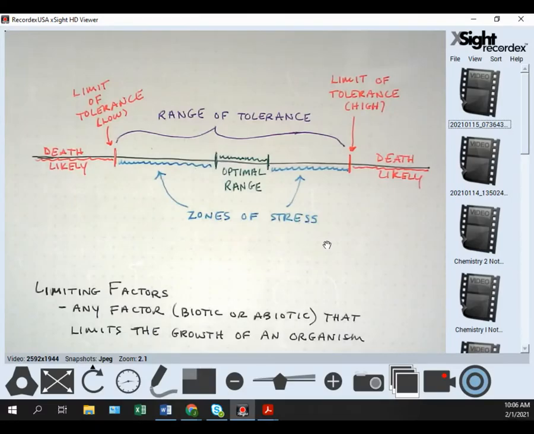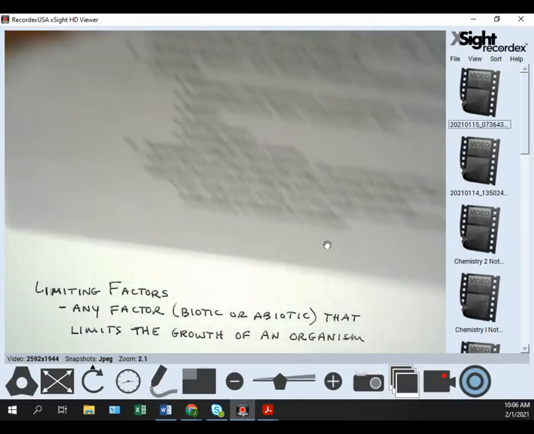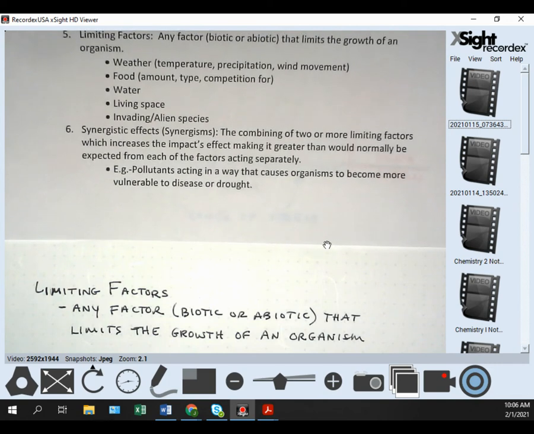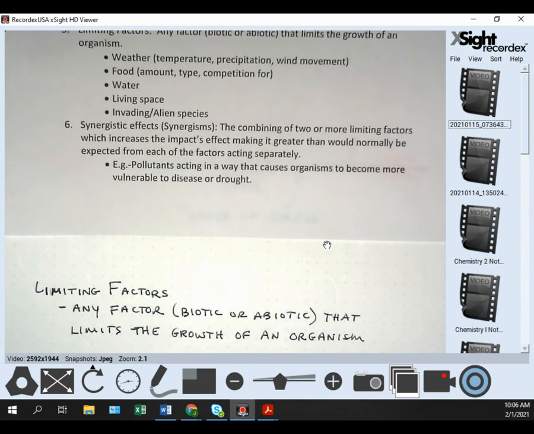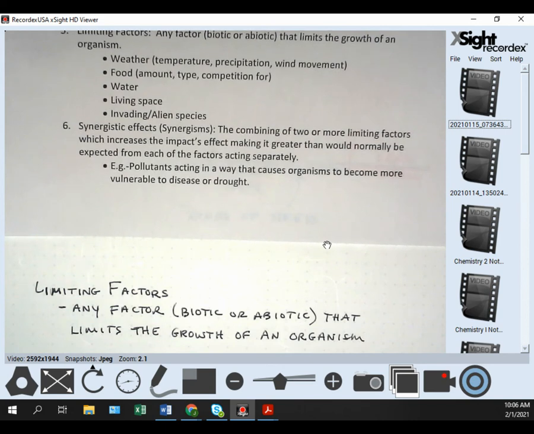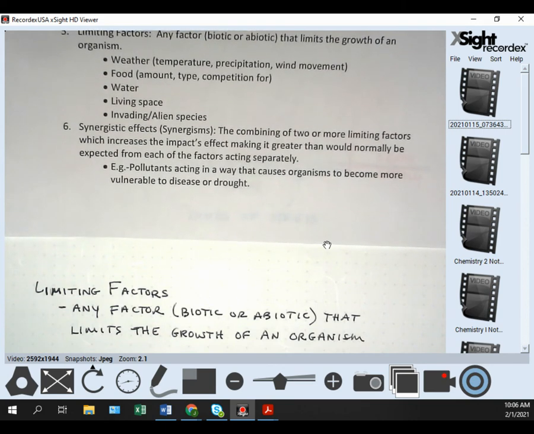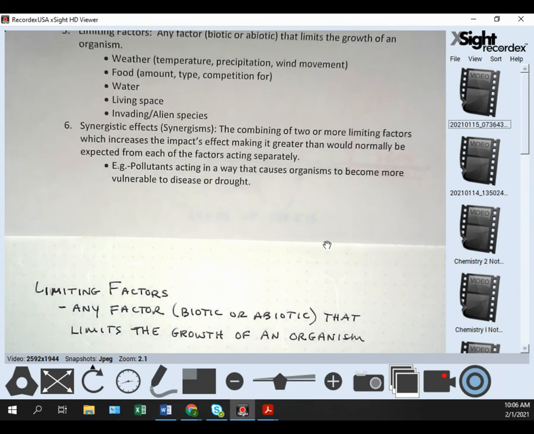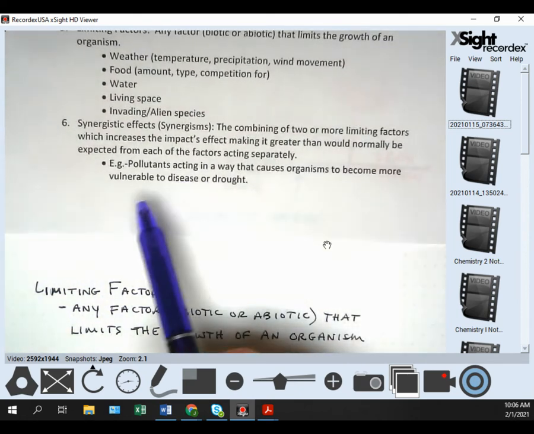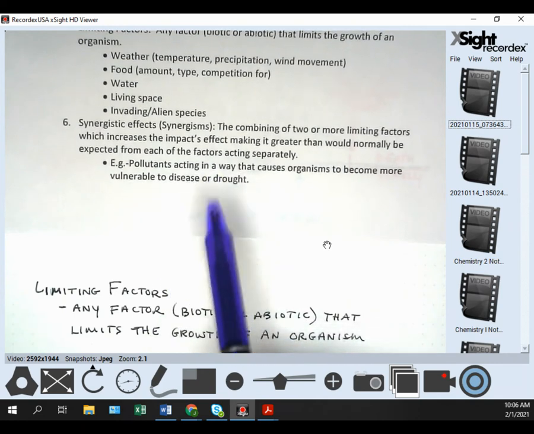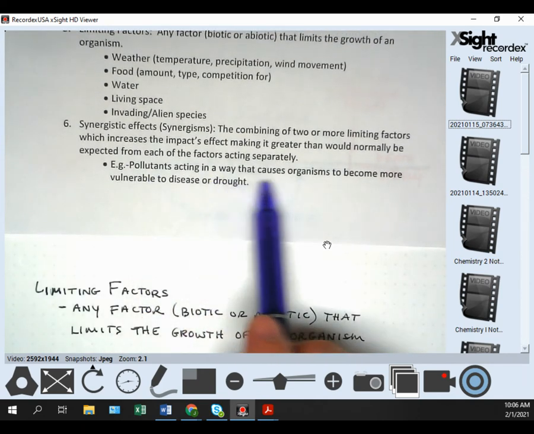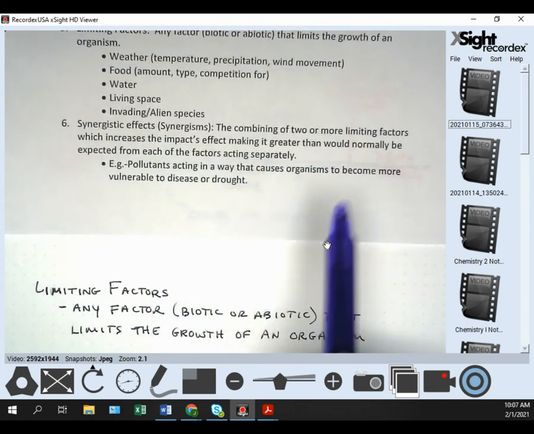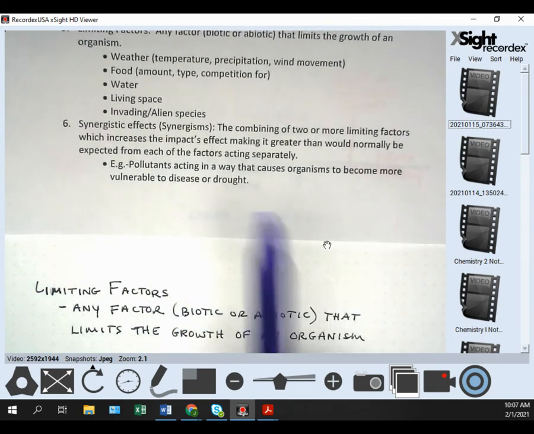Okay, the last thing on here is synergistic effects, or synergisms. This is the combining of two or more limiting factors, which increases the impact's effect, making it greater than would normally be expected from each of the factors acting separately. For example, pollutants acting in a way that causes organisms to become more vulnerable to disease or drought than they would be normally by themselves.